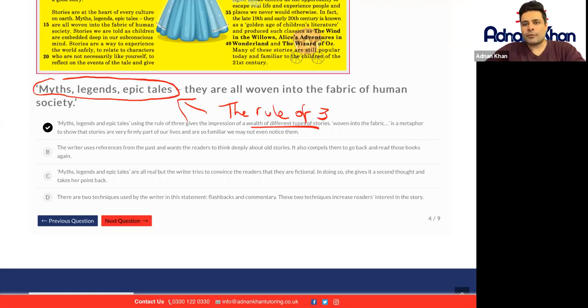Now, why is it called the rule of 3? Because you're using 3 keywords right next to each other, such as myths, legends, and epic tales, to get the reader's attention. So it's not about just writing a book. It's about using certain language techniques that you can actually attract the reader with. And this is one technique, the rule of 3. If you didn't know this before, please write this down. This is really important. And it's the way that the writer uses this technique, language technique, to attract the reader's attention.